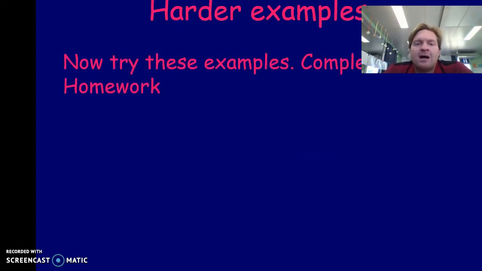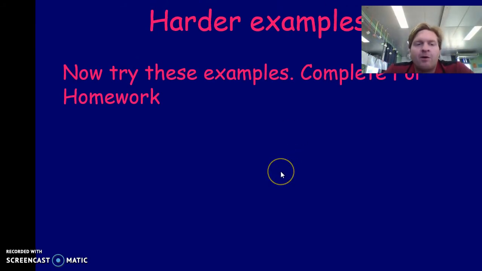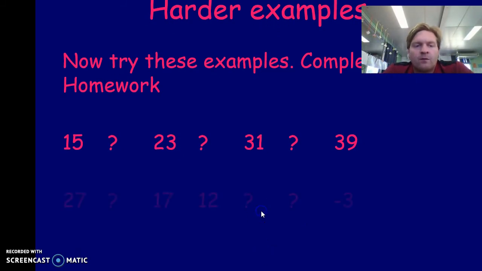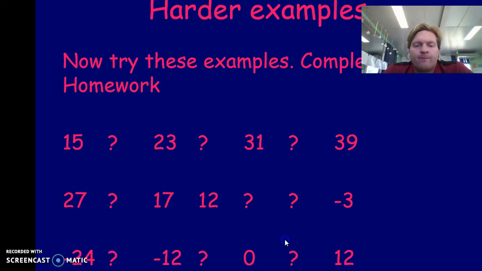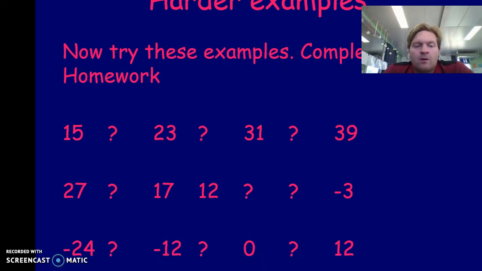Racing through, we've got some harder examples, and these are going to be completed for homework. Let's have a look through. What are the missing numbers? What is the rule?